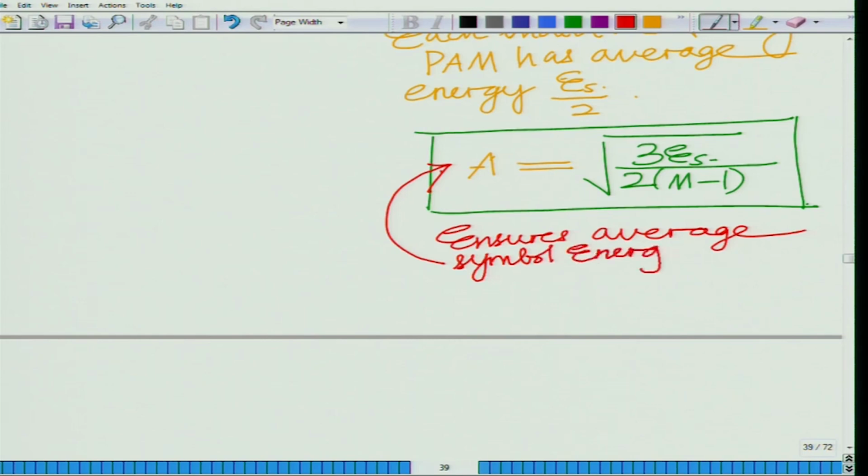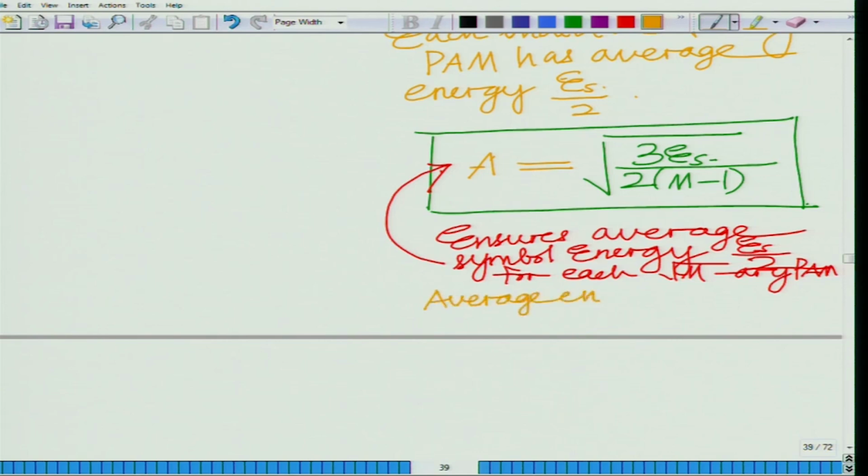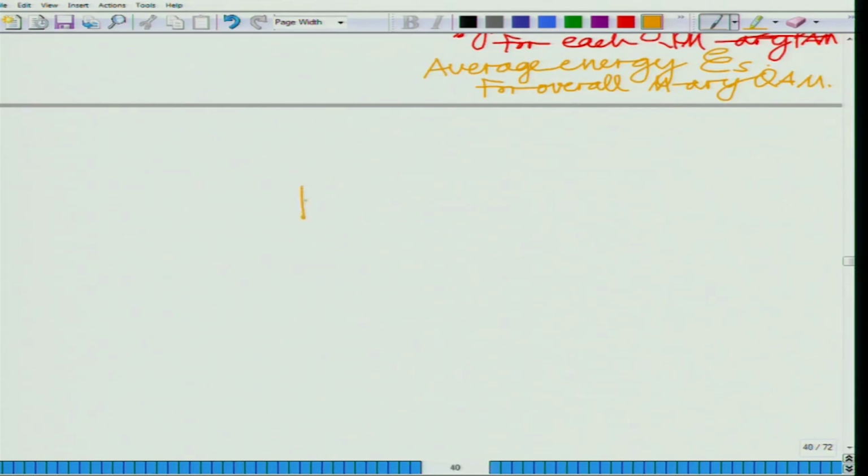So, this value of A ensures average symbol energy Es by 2 for each square root M-ary PAM, and average energy Es, because average energy Es by 2 for each square root M-ary PAM, the total average energy will be the sum of the component average energies, that is Es for the overall M-ary QAM. So, the only thing left now is to substitute this value of A.